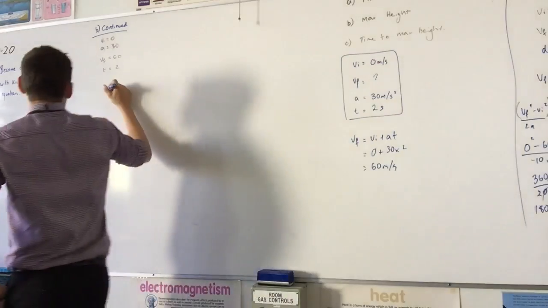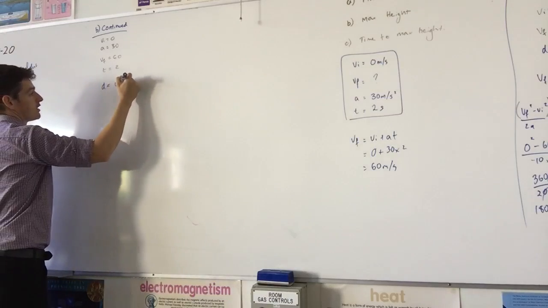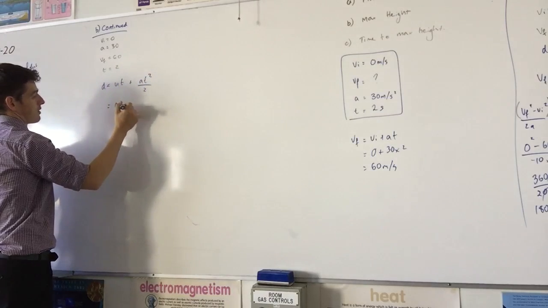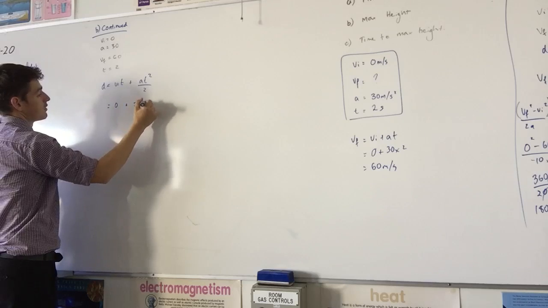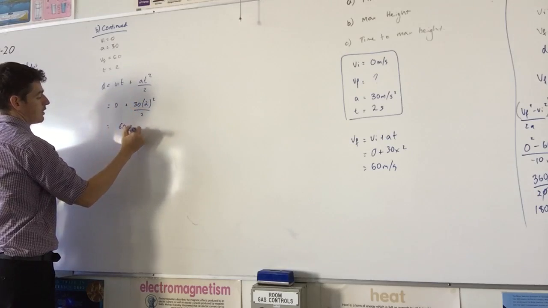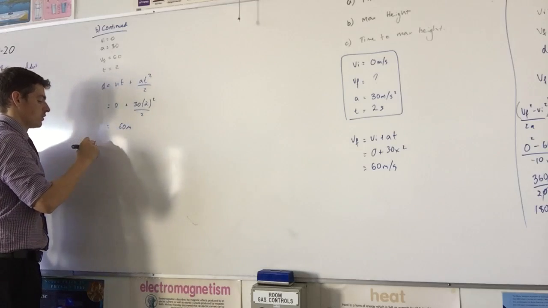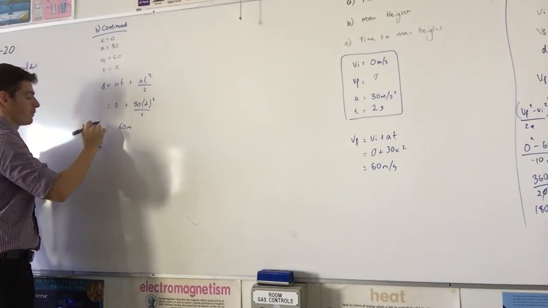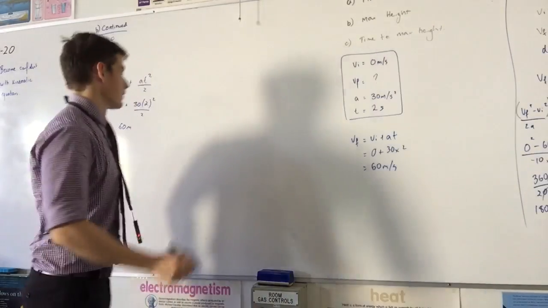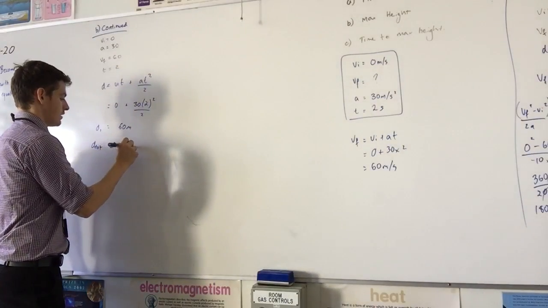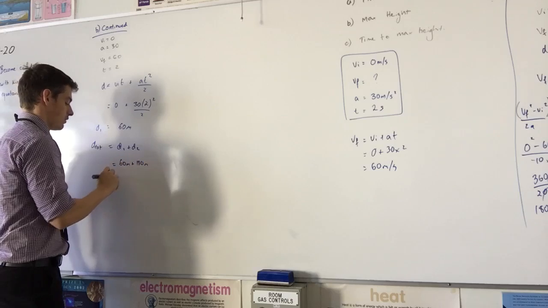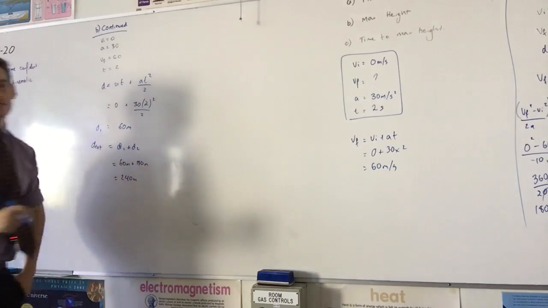Okay, so I'm going to choose to use D equals VIT plus AT squared over 2. VI is 0, so it doesn't matter what T is, plus 30, 2 squared divided by 2, which equals 60 metres. D total, I might call that, say, D1. I might call this over here, this 180, D2, equals D1 plus D2. It's 240 metres.